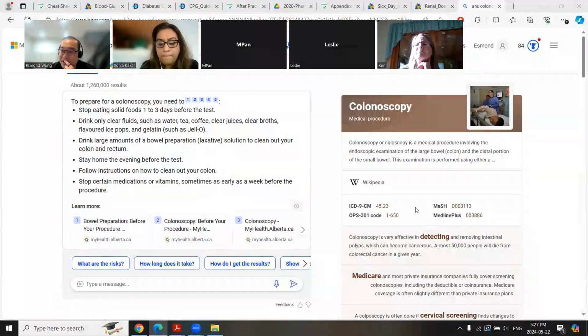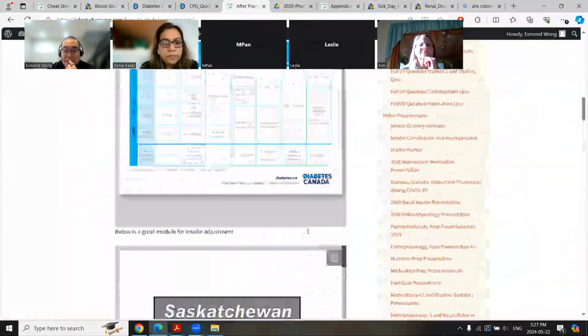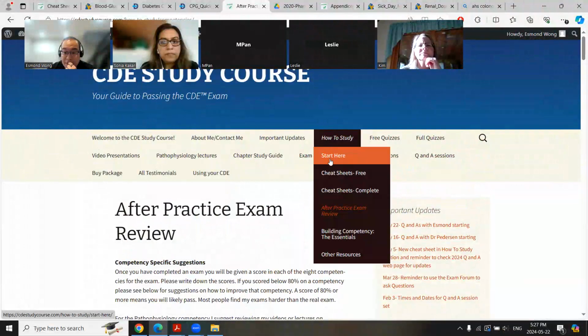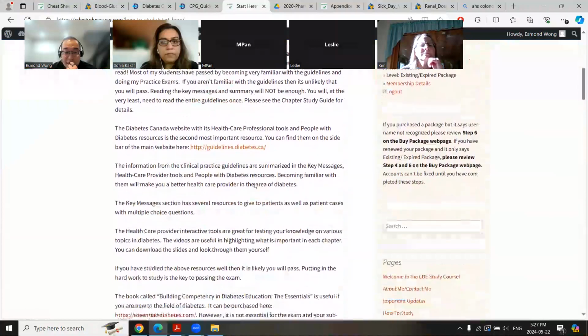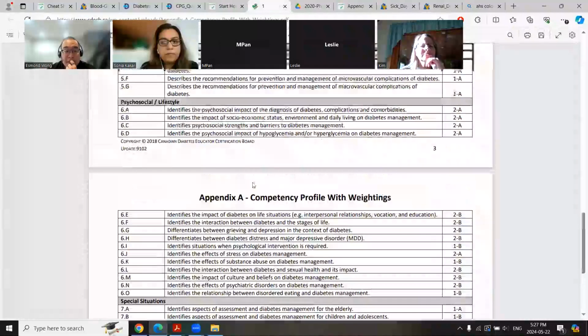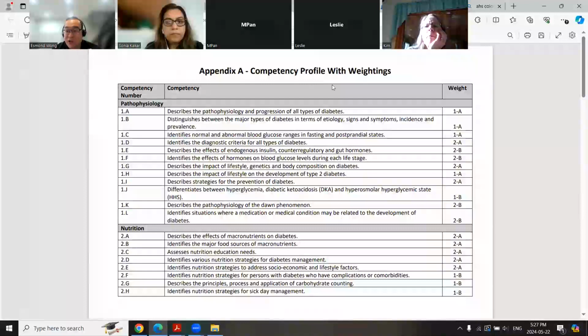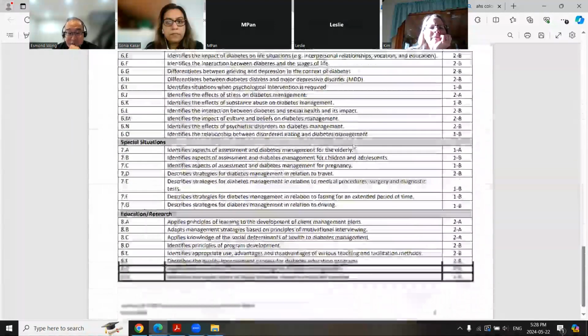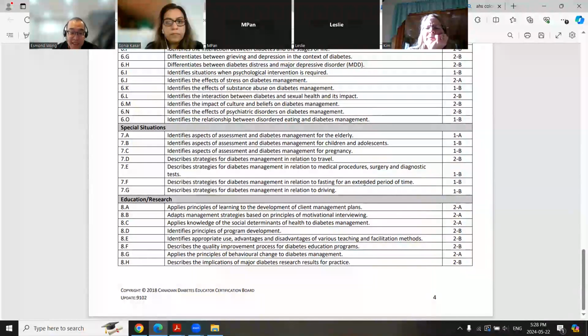Thank you. Education and research competency. How many questions are there on the exam? Yeah, so here we can find out. This comes from the CDECB website. It's Appendix A. You can take a look at it as well. The weightings here are 1A is the most, 2A is the second most, 1B is the third most, and 2B is the least. So you can take a look at this and get an idea of how many questions a topic will have on the exam. For example, pathophysiology has 1A, so there's going to be a lot of questions, whereas the education stuff is 2A, 2B, which have the least amount of questions.